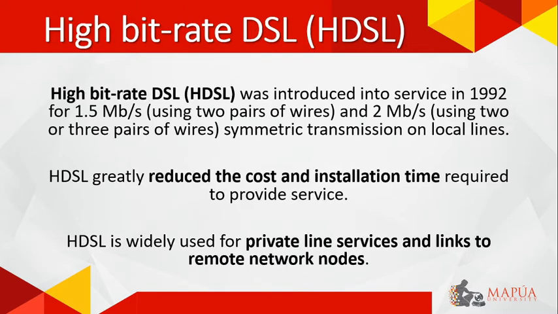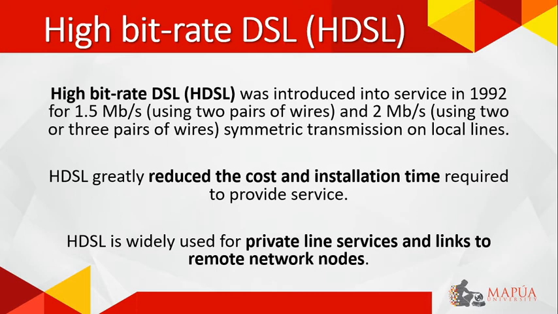The next type of DSL is the high bit rate DSL or HDSL, which was introduced into service in 1992 for 1.5 Mbps using 2 pairs of wires and 2 Mbps using 2 or 3 pairs of wires. Symmetric transmission on local lines. HDSL greatly reduced the cost and installation time required to provide service by reducing the need for mid-span repeaters and simplifying the line engineering effort.